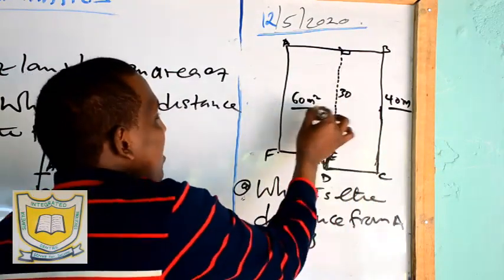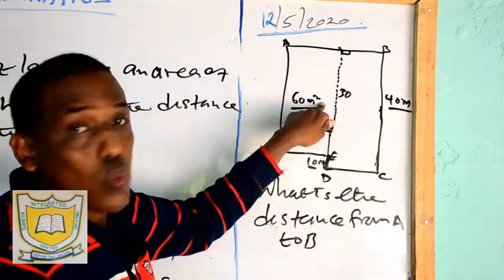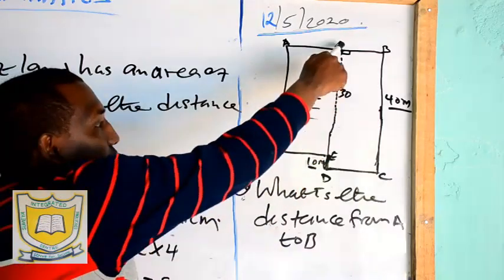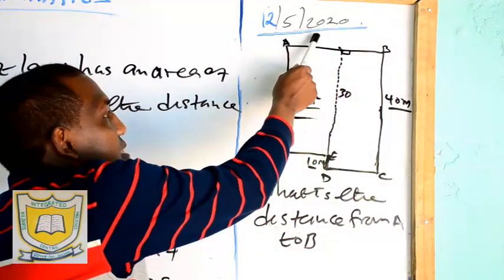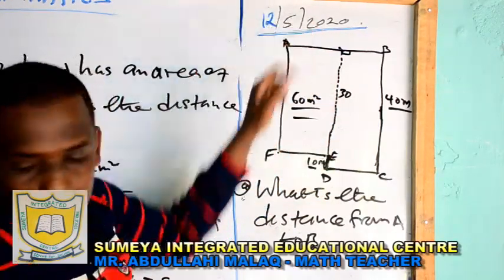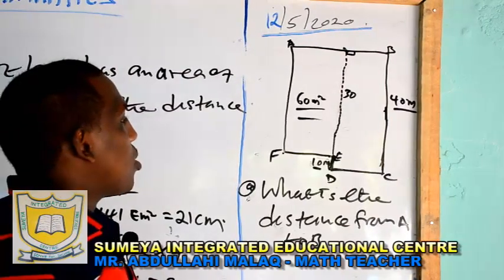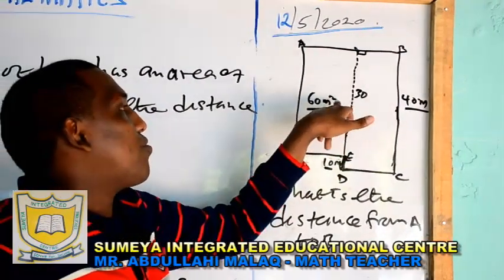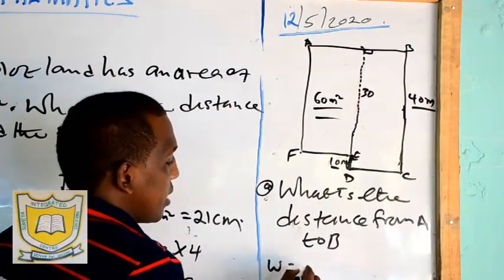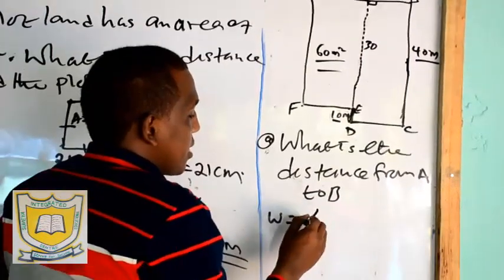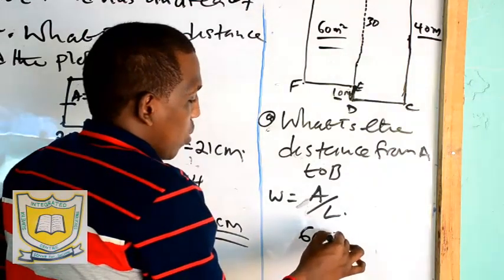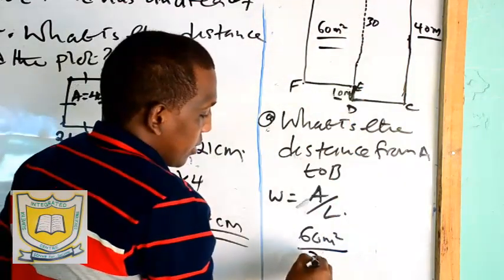Now this one is an area. What we are given here is an area because of meter squared. So for this rectangle, I have one side, then I have to get this side. How do I get this side? The length I have, but the width I don't have. How do I get the width now? What I will do to get the width is divide the area by the length. So width is equal to area over length. Area, which is 60 meter squared, over length, which is 30 meters.